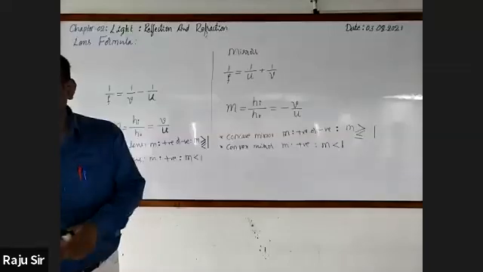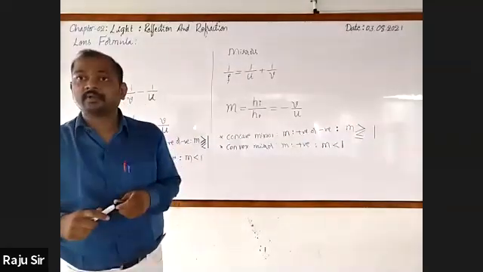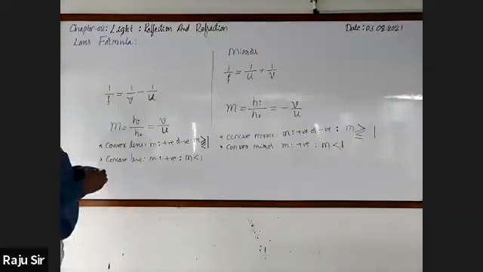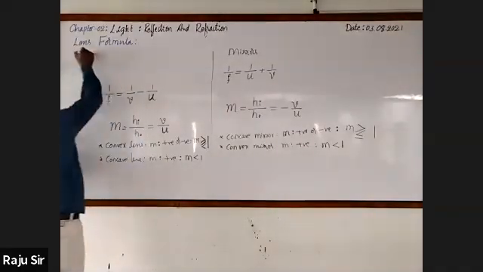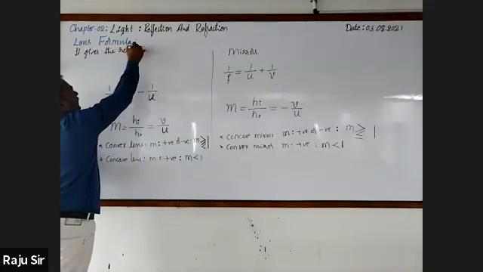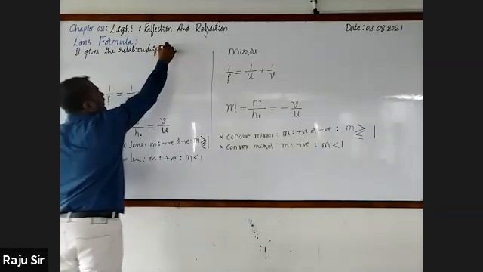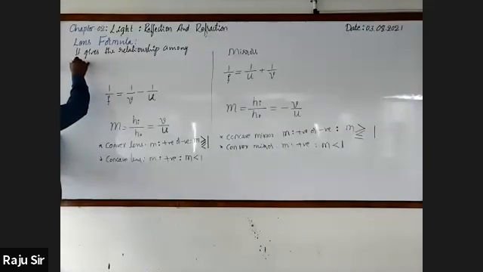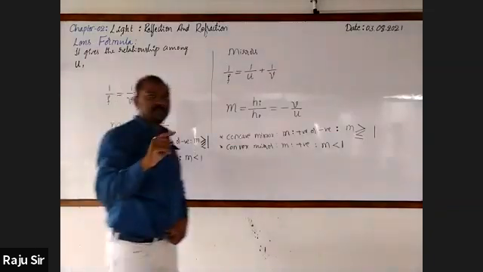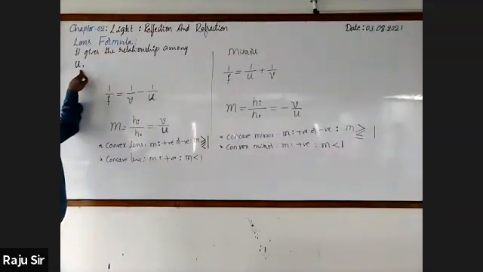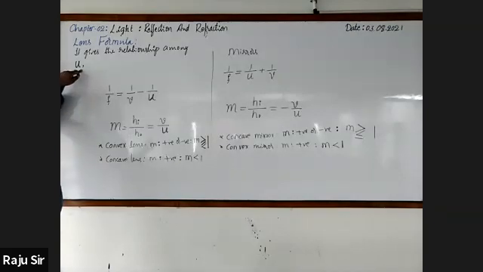Right, lens formula. It gives the relationship among, I'll write it symbolically, U, V, and F. What is U? U is object distance.